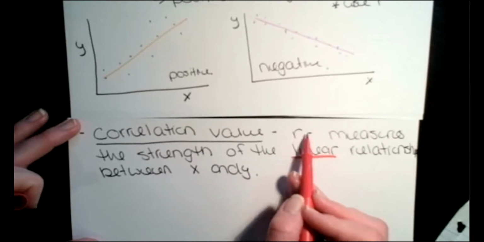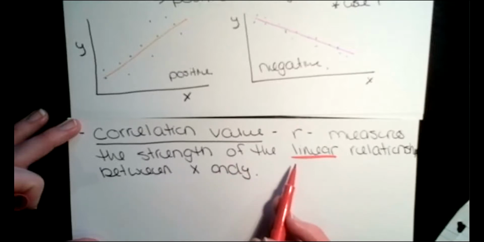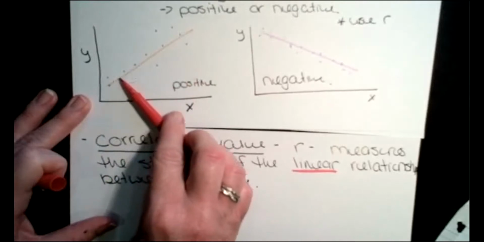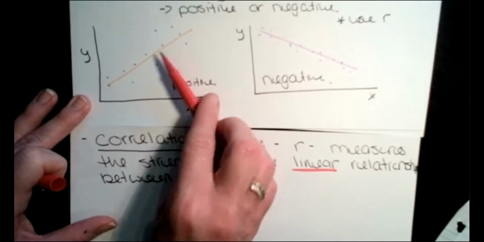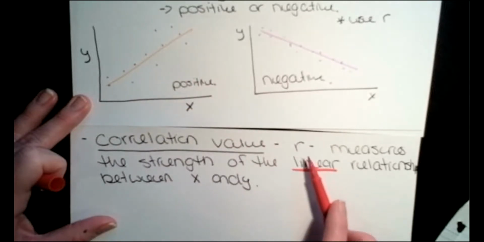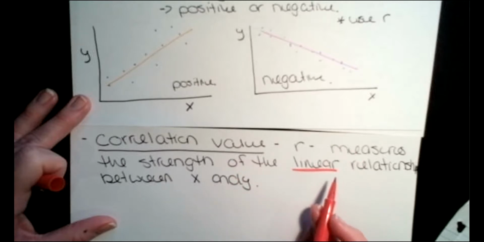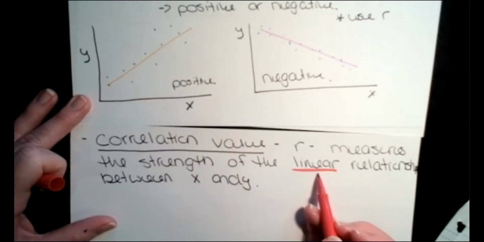So my correlation value is R, that's my notation R, and it measures the strength. So it tells me how strong the connection is between X and Y. So how close these dots are to forming a straight line, right? So that's what R tells me, that measure of strength, but for a linear relationship. So it tells me how close they are to forming a straight line, not a curved line. So this R is only for a linear relationship.